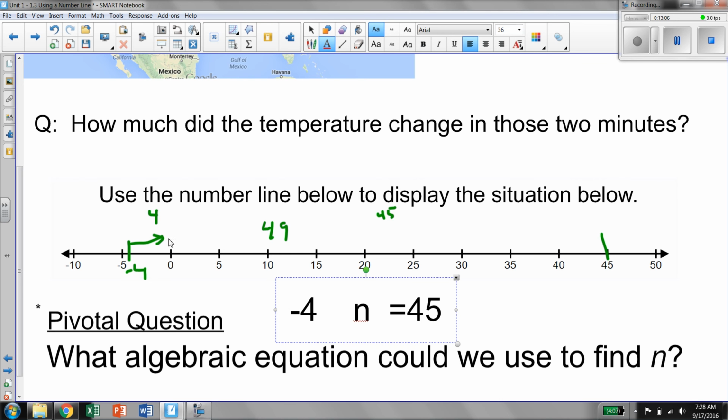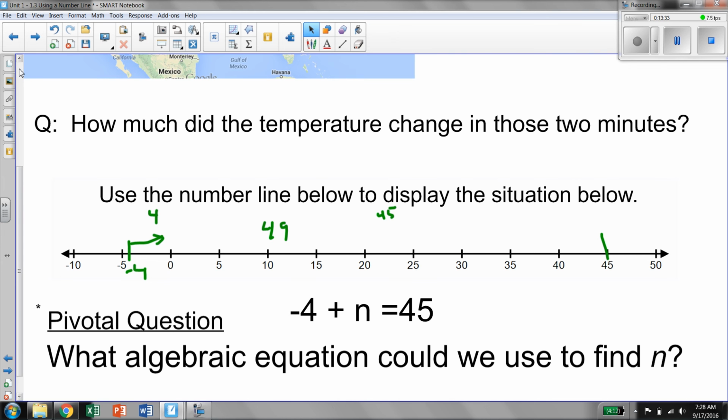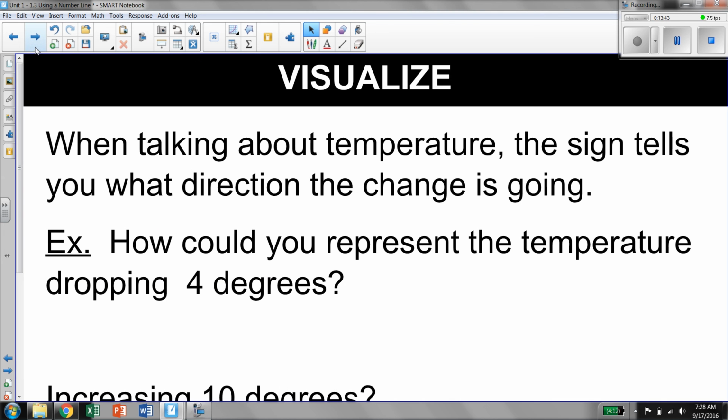But was it an increase or was it a decrease? Since the temperature increased, we need to put an appropriate symbol in here to show that increase. Let's add a plus sign. So our equation could look like -4 plus some temperature change n, and then we wound up at 45. That's our algebraic equation to represent this situation. And if we solve for this, add 4 to both sides, we would get n equals 49 again. We'll be developing that later on.